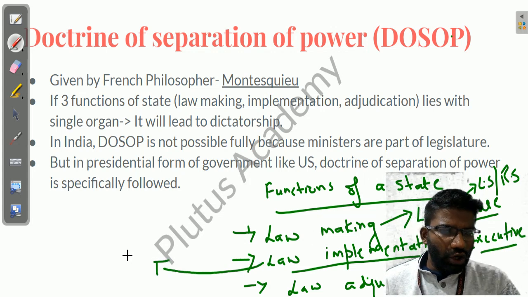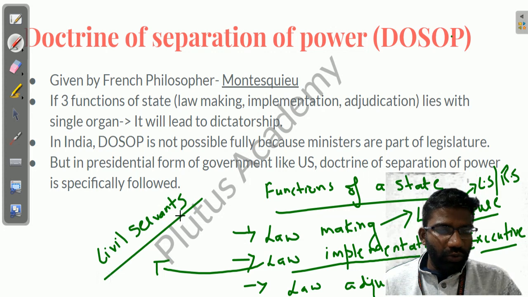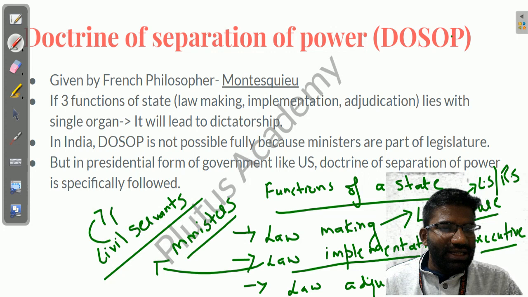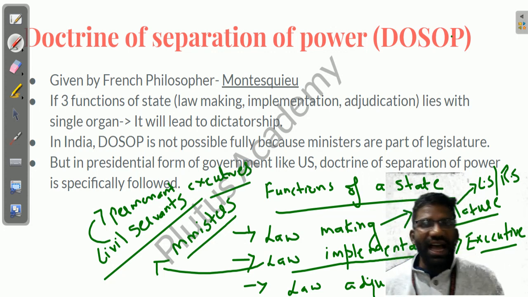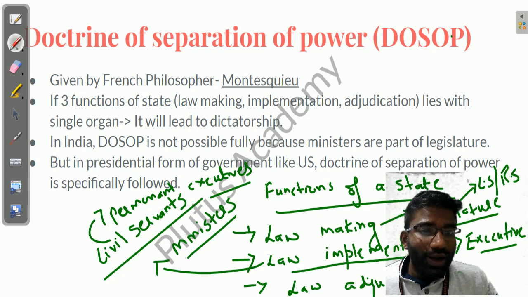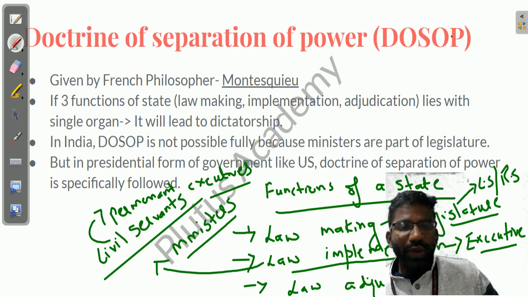The executive includes civil servants and ministers. The civil servants are called permanent executives. The reason I have already explained in the previous lectures: civil servants, IAS, IFS or IRS officers are called permanent executives because their tenure is fixed. They have a fixed term.